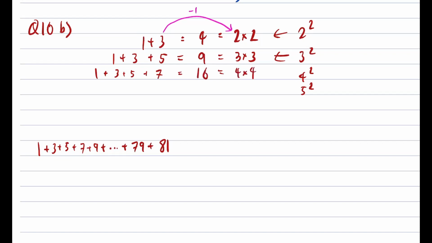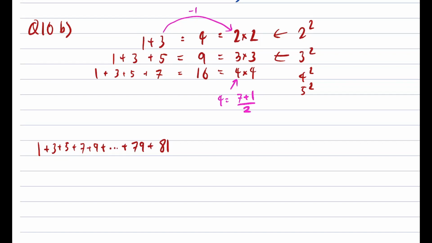So how do you link 7 to 4? How do you link 5 to 3? The pattern is really simple. You just need to take the last number plus 1 divided by 2. So let's see. This 4 is really just 7. You plus 1 to it, then divide by 2. Correct or not? Sorry, 7 plus 1 is 8. 8 divided by 2 gives you 4.